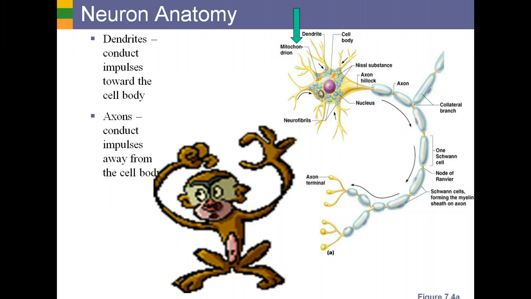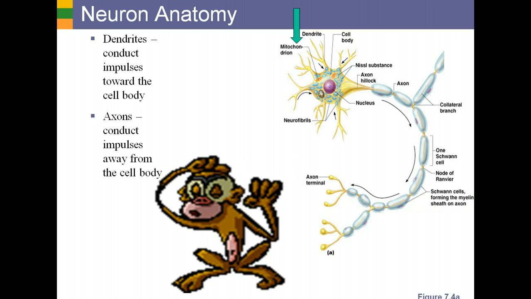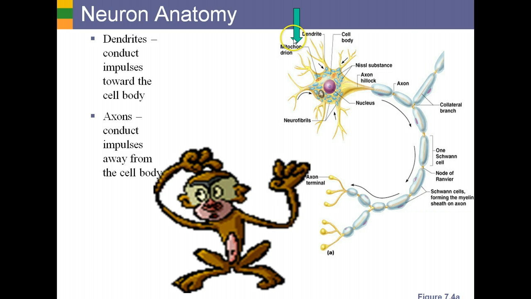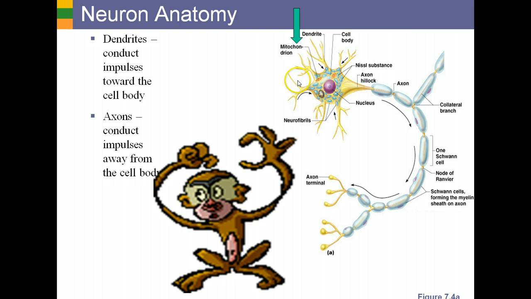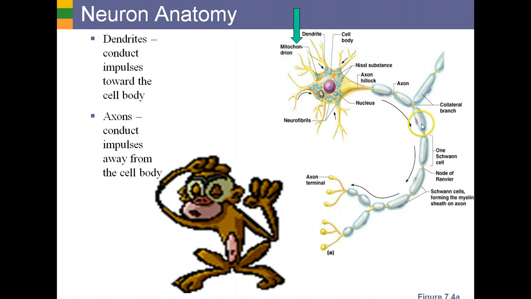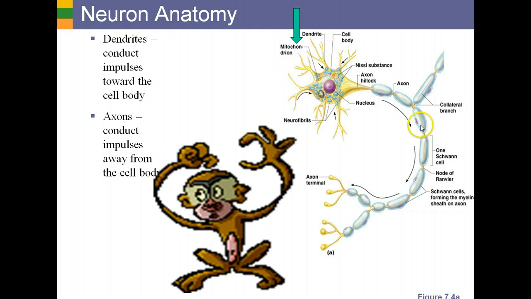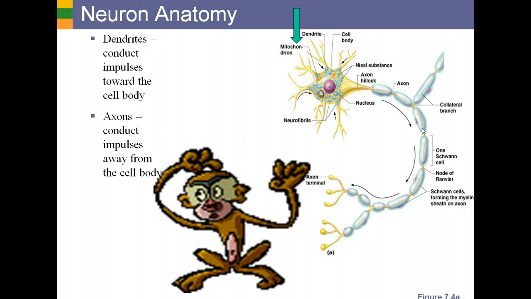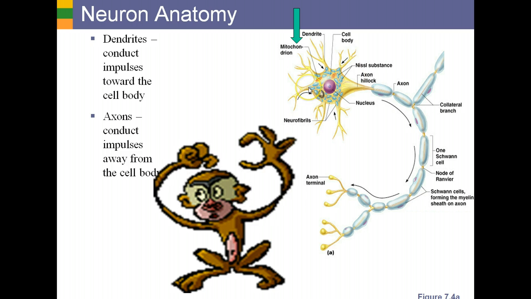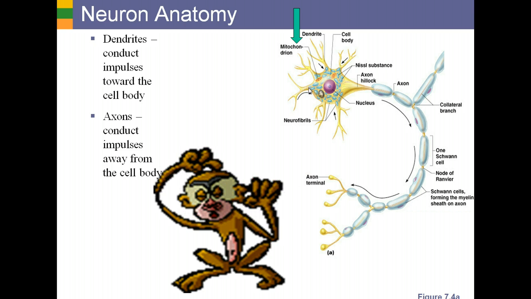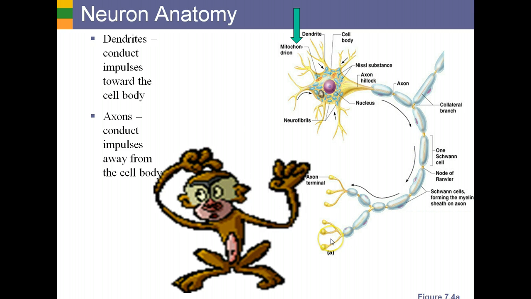So before we talk about the messages that neurons send, let's review a little bit about neuron anatomy. First of all, we have a motor neuron. Before the break, we talked about the different types of neurons. Sensory neurons and motor neurons have very different anatomy. Motor neurons are the most common, so we talk about them a lot. Remember that motor neurons send messages away from the central nervous system to your muscles and glands.